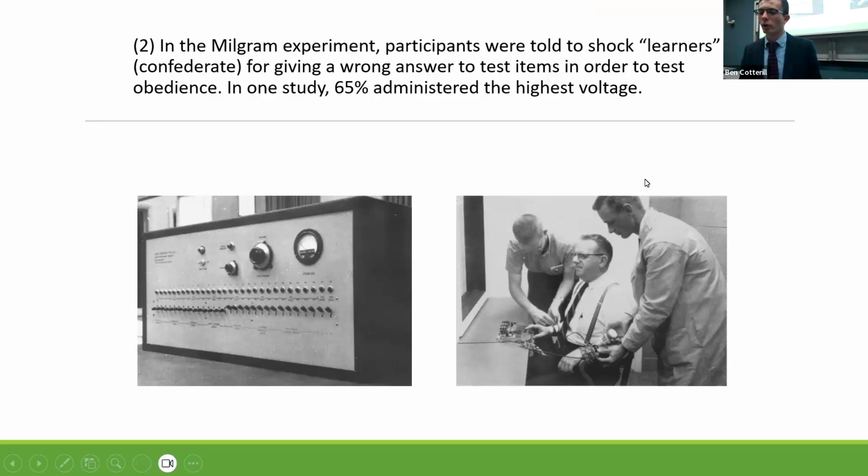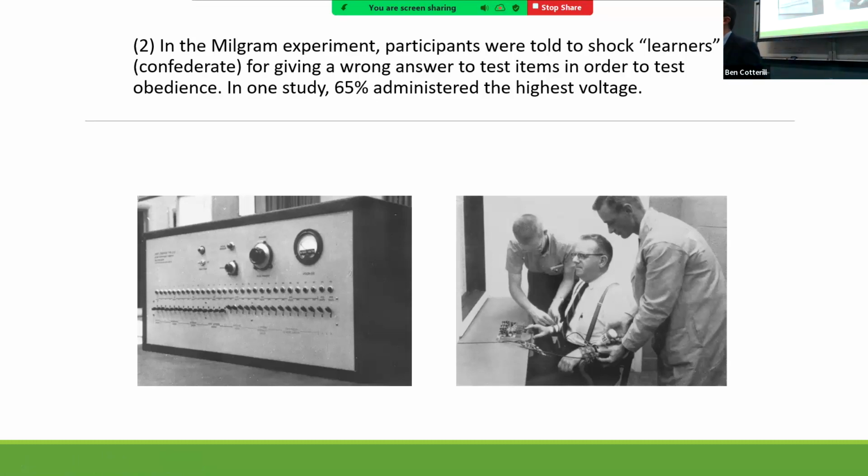Now, the researcher is looking very official, wearing a white lab coat. They're telling the participant, this is really, really important for the research that I'm doing. I'll take full responsibility, okay? If anything goes wrong, if something happens to the person that you're electrocuting, you won't be to blame, okay? The researcher will take full responsibility to see if this makes it more likely that the participant will go along.